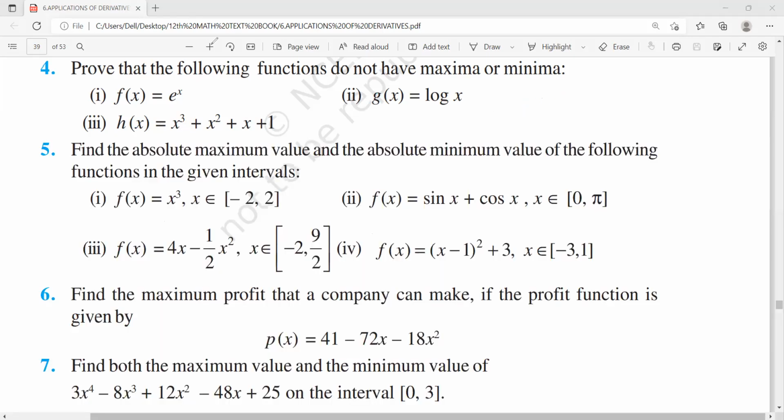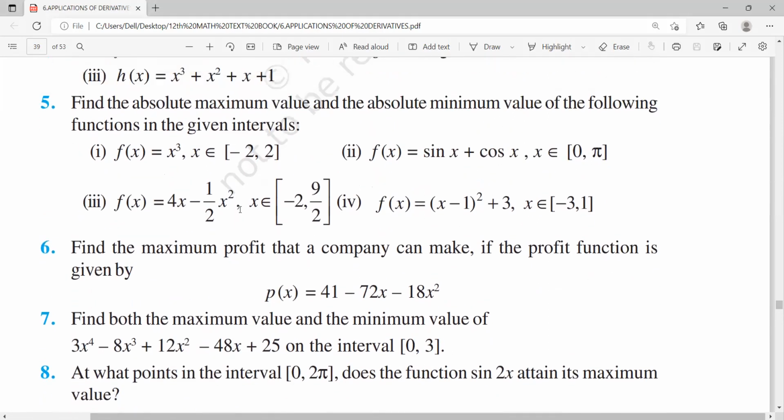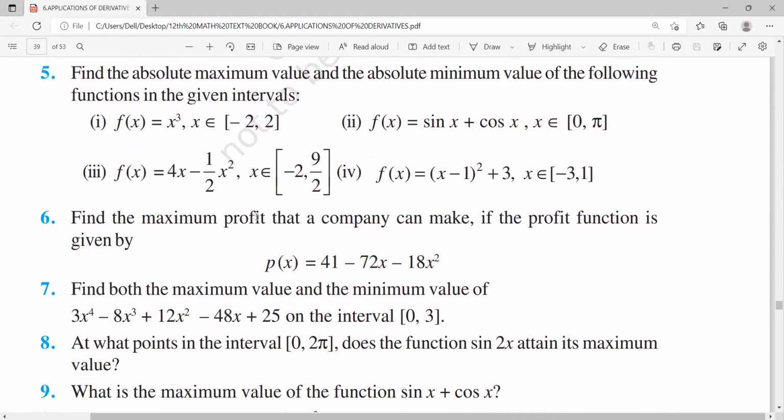So, next, the fifth question. Let us go to the fifth question and do it. You try the fifth question. Here, as I already told you, when you have an interval, all questions are given some interval here. So you need to find the absolute maximum and absolute minimum. I'll do one or two questions here, then you can do the remaining questions.